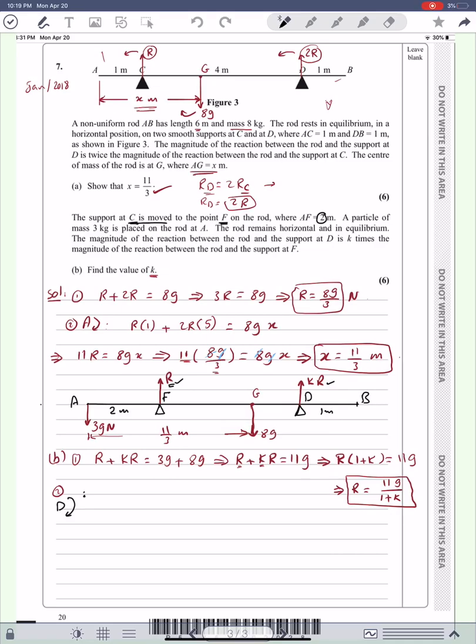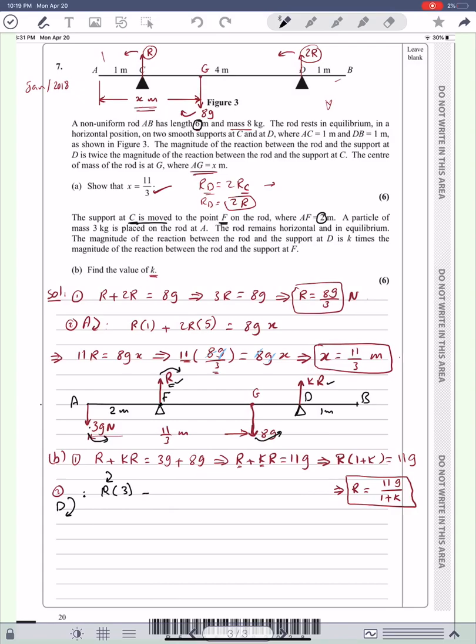All right. So you take moments at D. The force clockwise is R only. The distance between R and D: between F and A is 2, between D and B is 1, so 3 is left, because the whole length is 6. 6 minus 3 is 3.